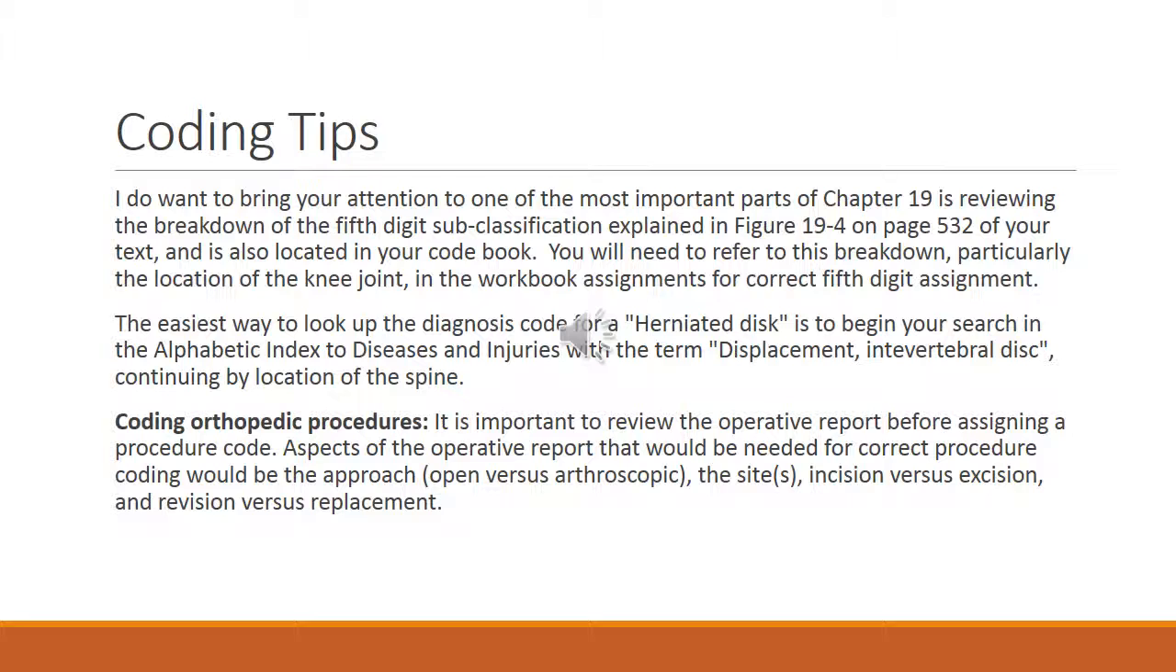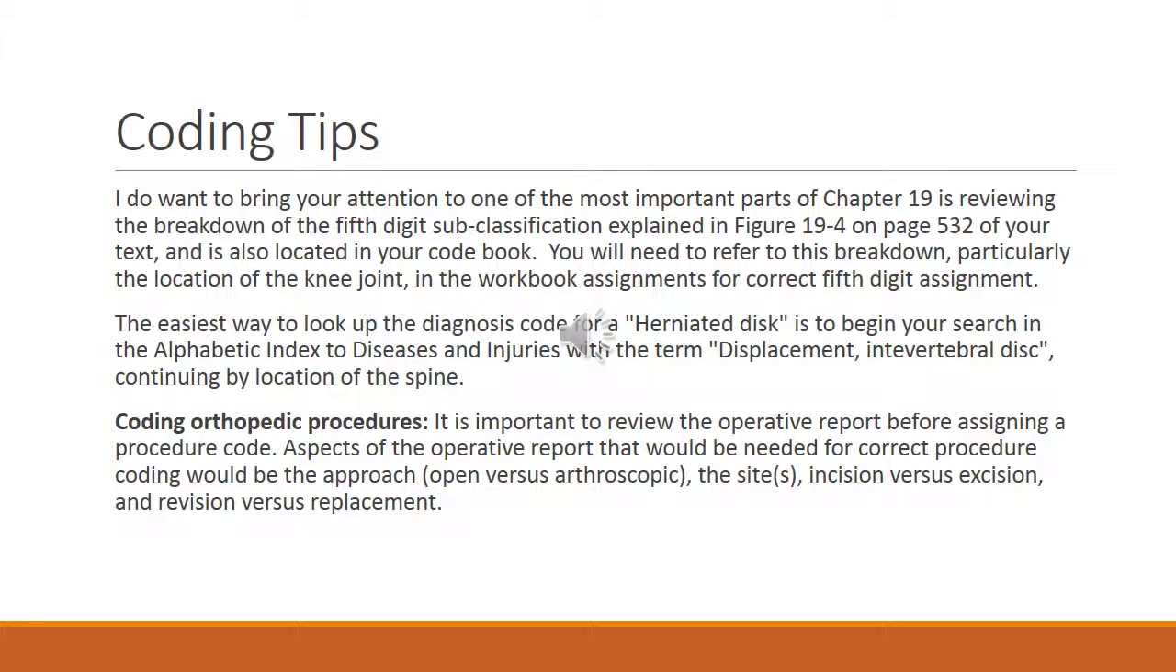Now, the easiest way to look up the diagnosis code for a herniated disc is to begin your search in the alphabetic index to diseases and injuries with the term displacement, intervertebral disc, continuing by location of the spine.